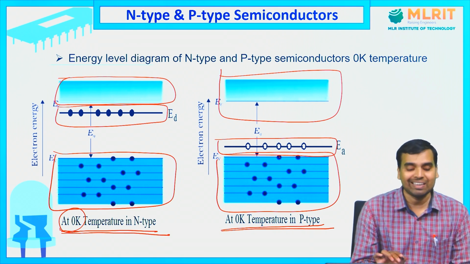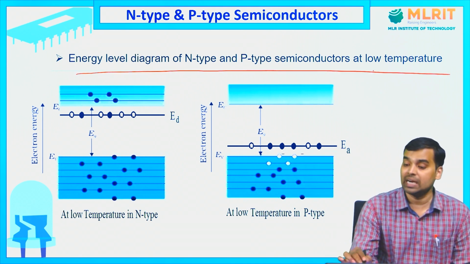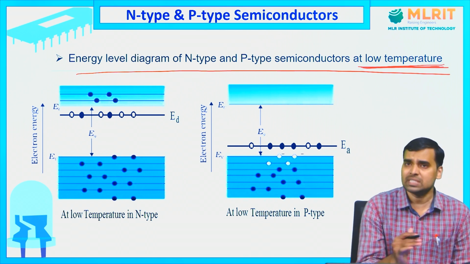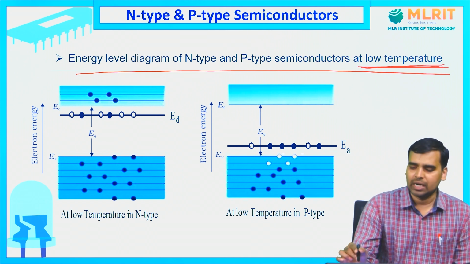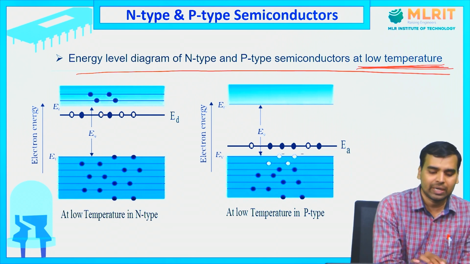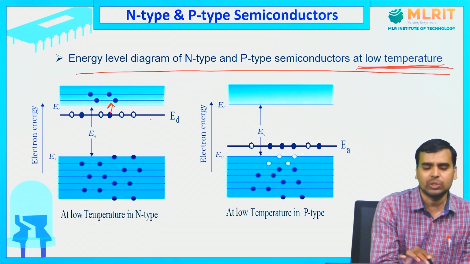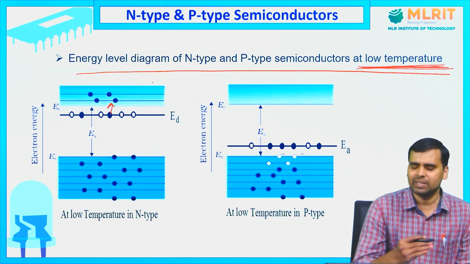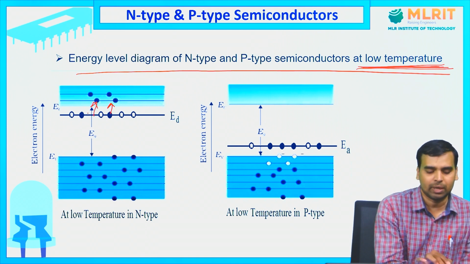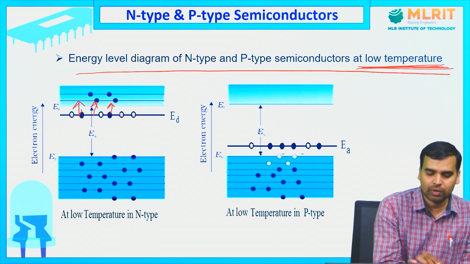Now, when we increase temperature, here you can see energy level diagram of n-type and p-type semiconductors at low temperature. Low temperature means we supplied very small amount of energy. Initially, electrons are going to excite from donor energy level to conduction band, because the donor energy level is near to conduction band. That's why whenever we supply very small amount of energy, at low temperature electrons will excite from donor level to conduction band.